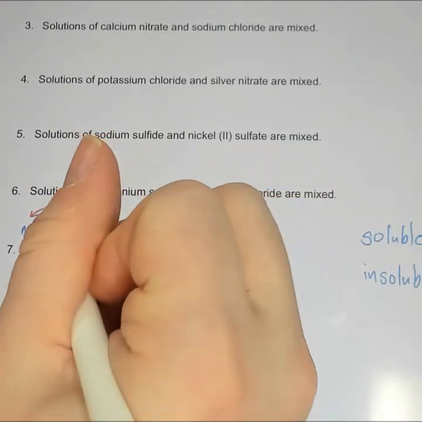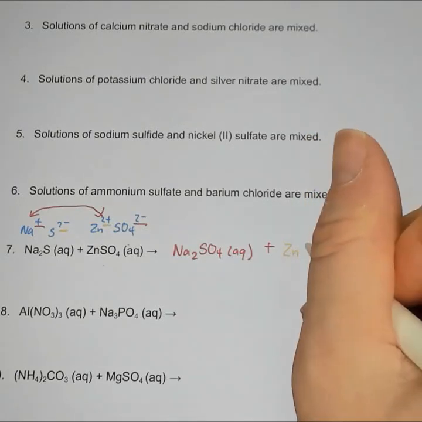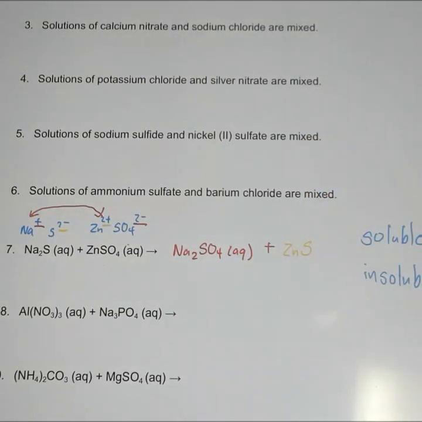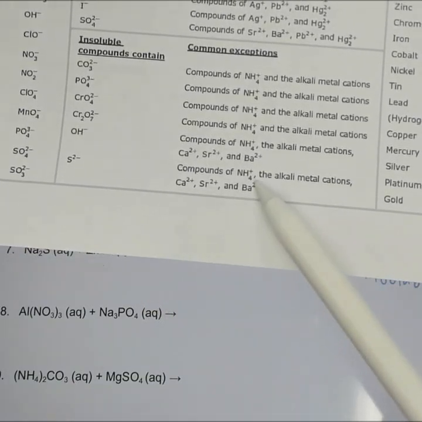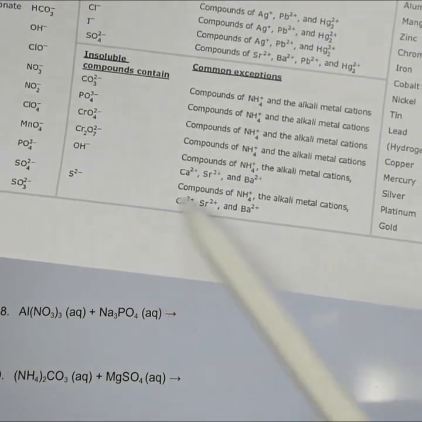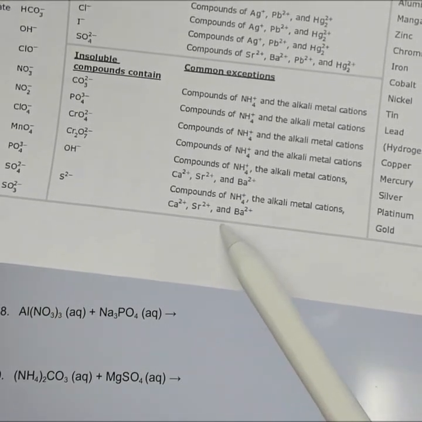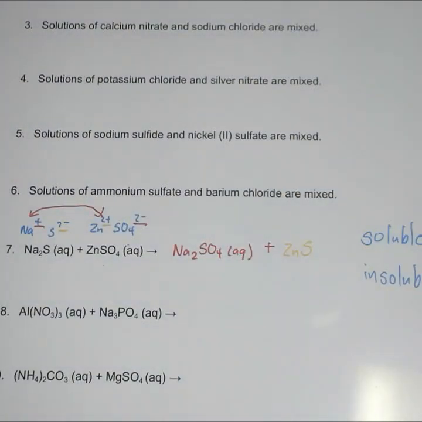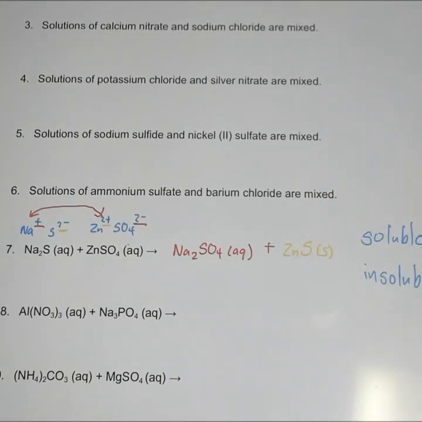Alright, I have S2- and zinc. So that's going to be ZnS, because the charges cancel out. And down here, for S2- compounds, they're insoluble, except for compounds that are NH4, alkali metals, Ca, Sr, Ba. I don't have any of those, so that means it is going to be soluble. Alright, next we're going to balance our equation.